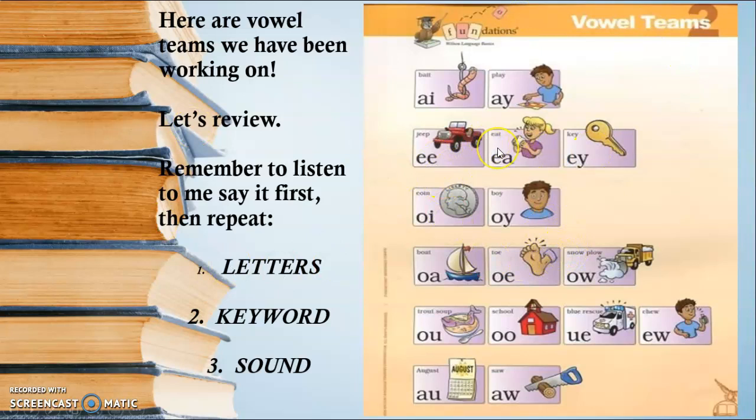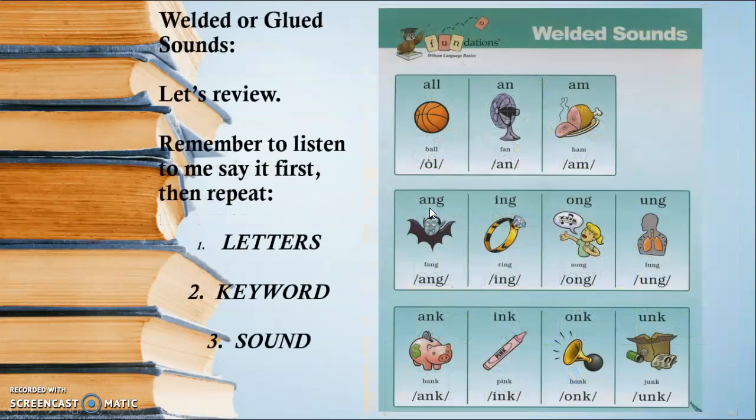Let's jump back up here. EA, eat, E. And OI, coin, oi. Good. ALL, ball, all. UNG, lung, ung. How about down here? ANK, bank, ank. And one more for today is ONK, honk, onk.